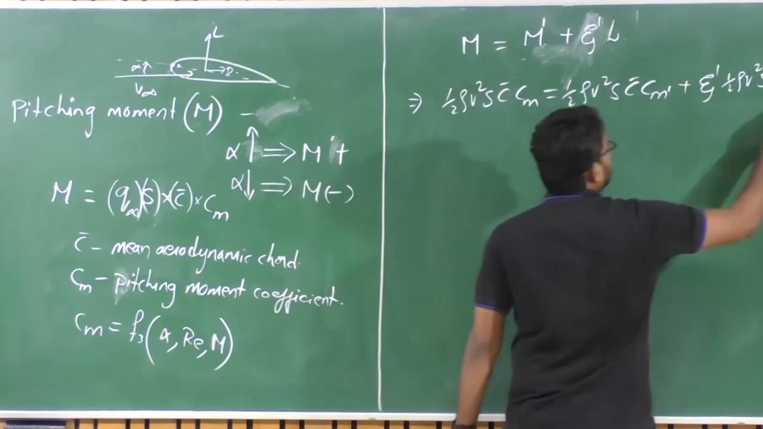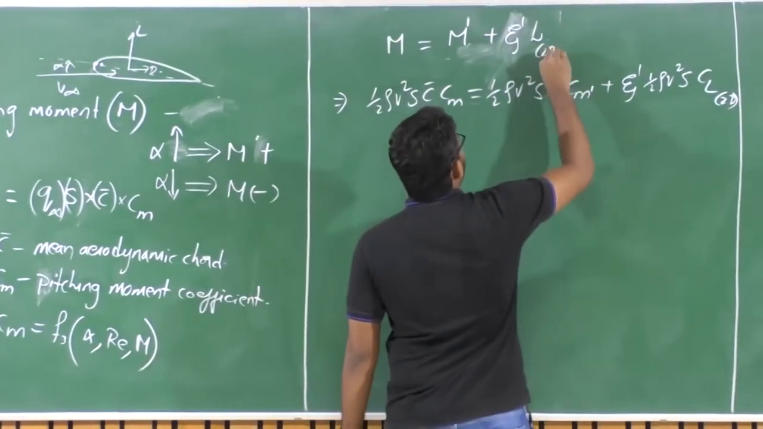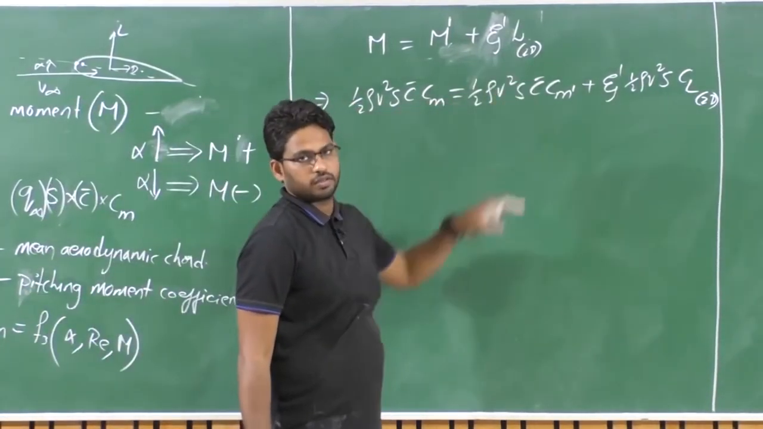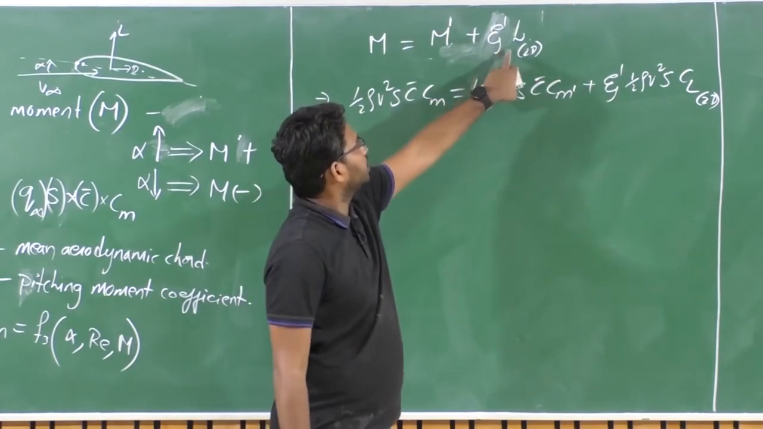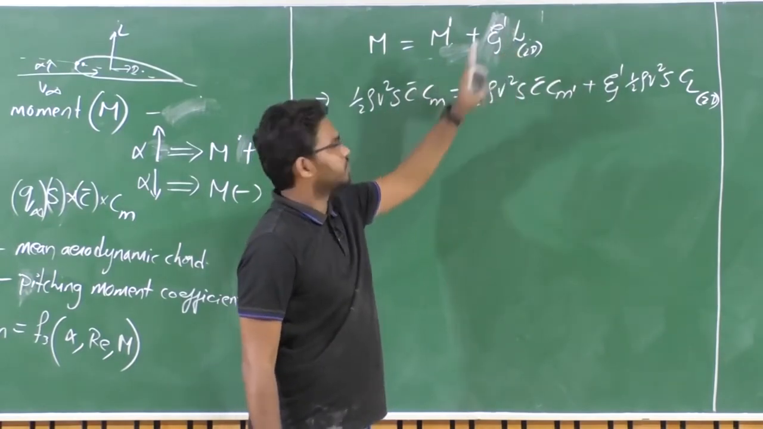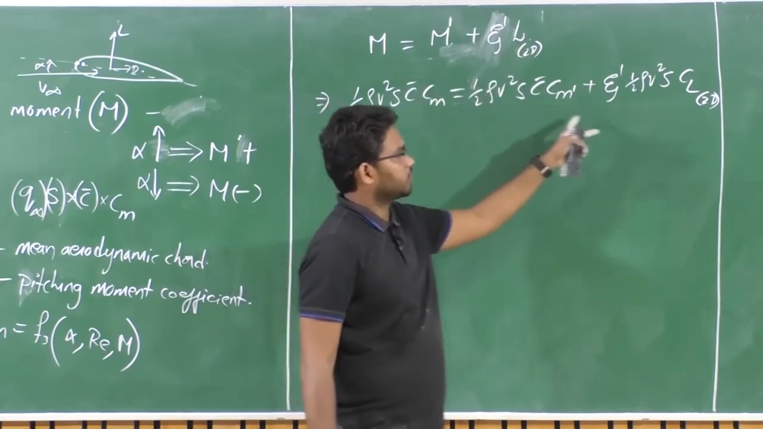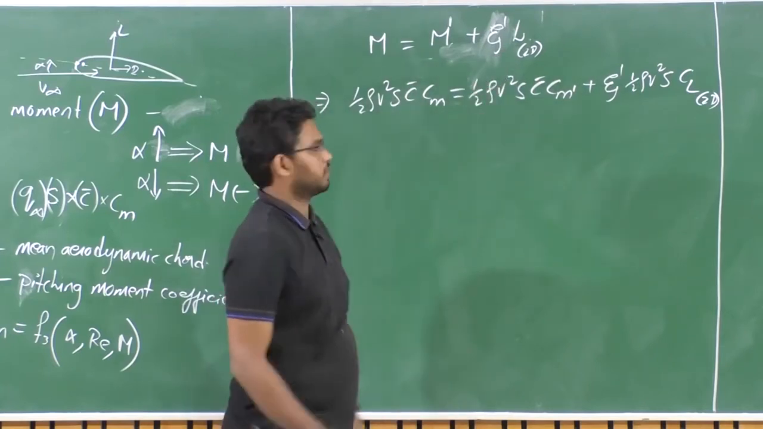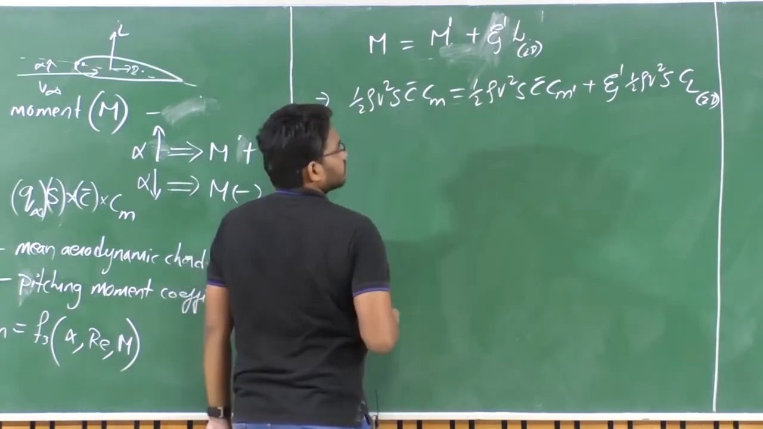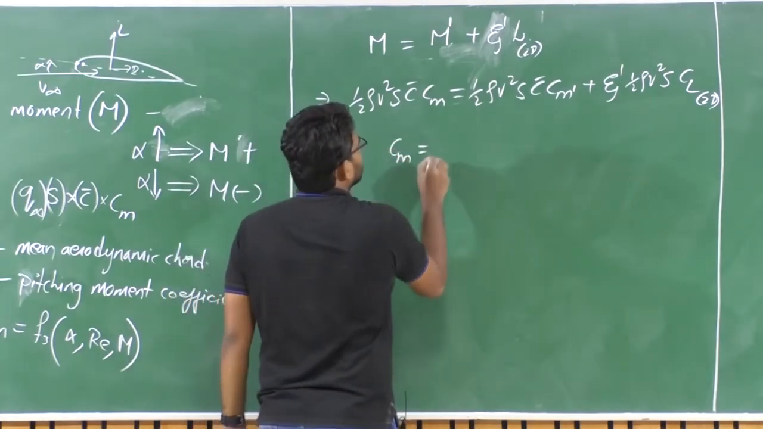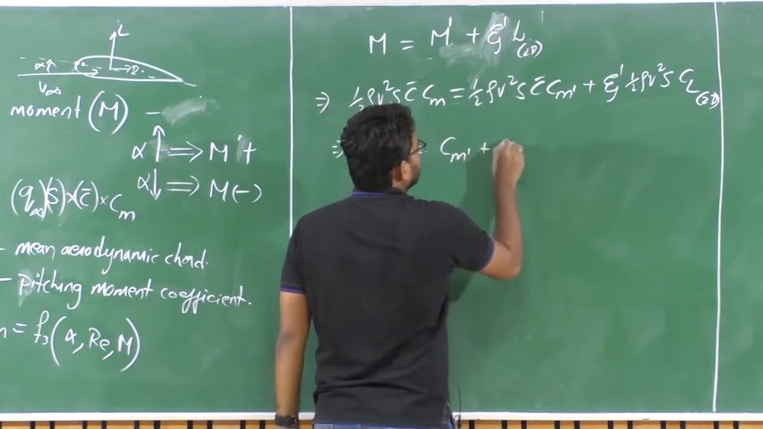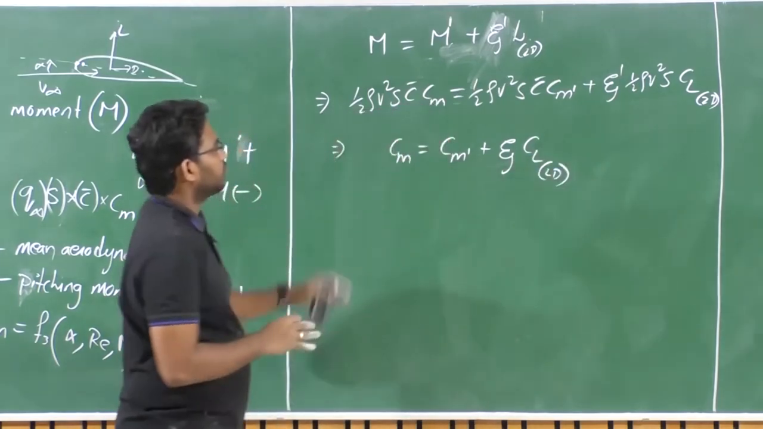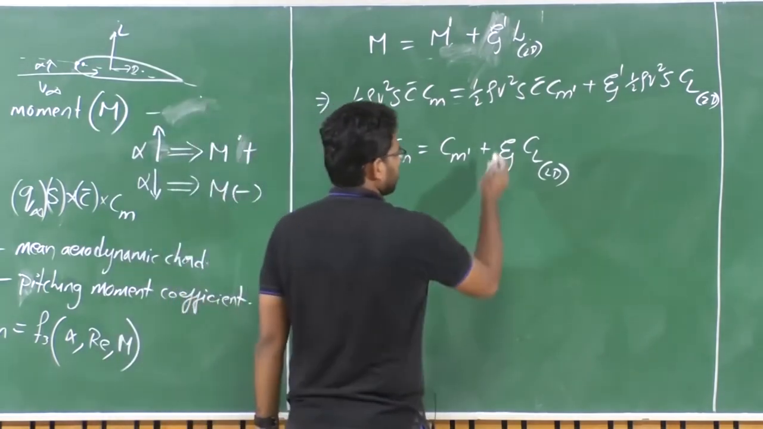Yes, this is 2D again, right? So CL 2D. Until I mention this as an aircraft or wing, this always corresponds to the 2D case. Ideally I might have used the small case letter of L, but I am used to this capital L 2D, so that is the reason why I am continuing. If I miss it at some place, kindly consider this as a 2D case. Even CM is again the 2D case here. So CM is equal to CM prime plus some factor zeta times CL 2D.